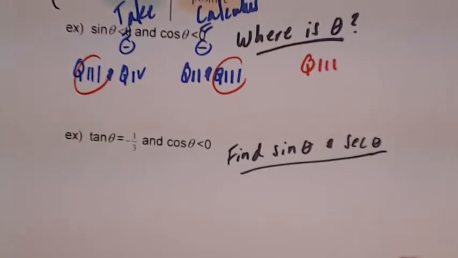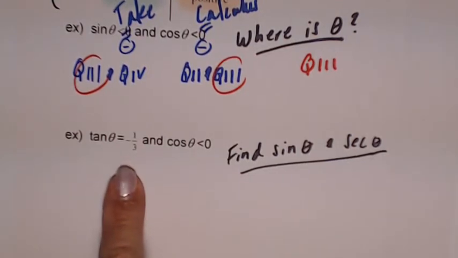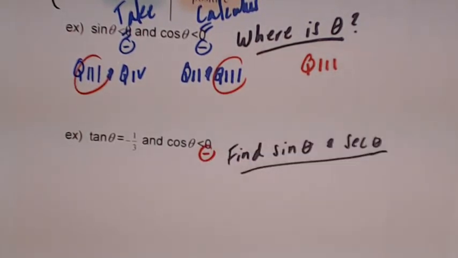And then the last example in regards to this positive negative behavior, and also we're going to find some values, is we are told that the tangent of some angle theta is negative 1/3, and we're not told the value of its cosine. We're just told that the cosine is negative. So again here, this is a negative value that we're looking at.